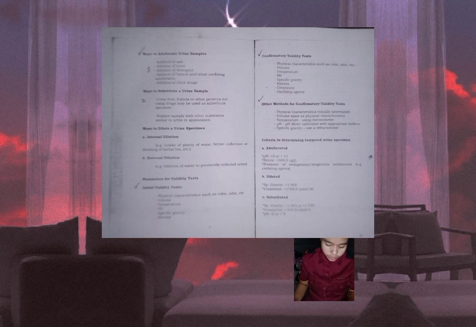Next is other methods for confirmatory validity tests. One is physical characteristics, visually determined. Two, volume, same as physical characteristics. Three, temperature, using a thermometer. And four, pH, using a meter calibrated with appropriate buffers. Last is specific gravity, using a refractometer.